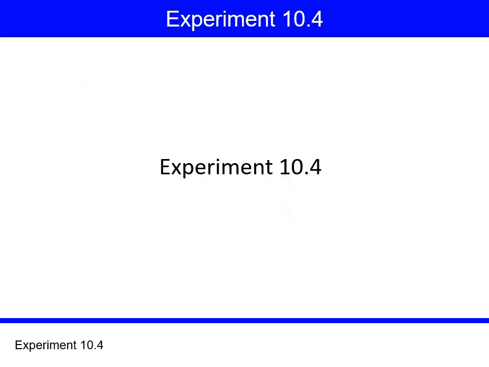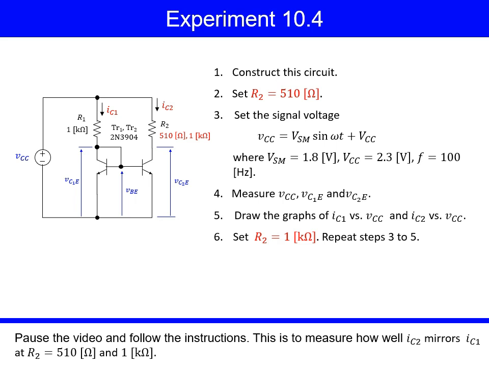Experiment 10.4. Pause the video and follow the instructions. This is to measure how well IC2 mirrors IC1 at R2 equals 510 ohms, and 1 kilo ohms.